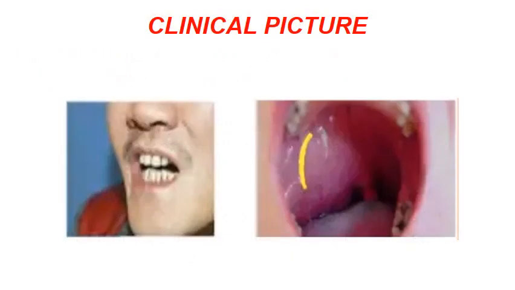On the left hand side, you can find severe marked trismus. The patient cannot open his mouth except for a few millimeters, and on the right hand side, you find a large swelling on the medial aspect of the mandible deviating the uvula to the unaffected side.